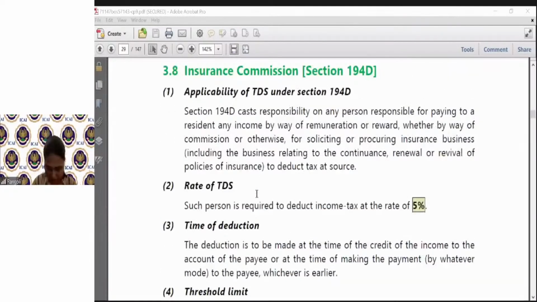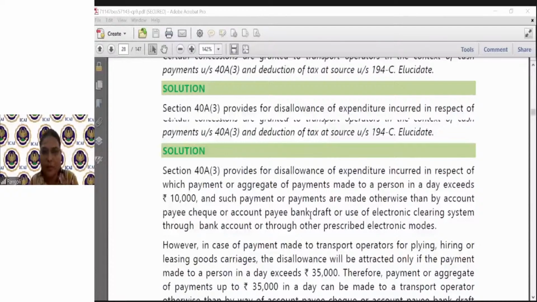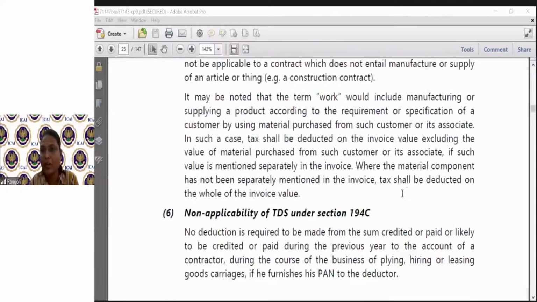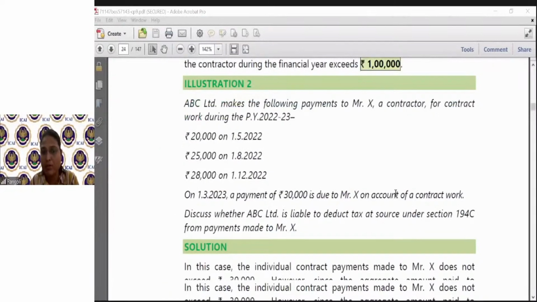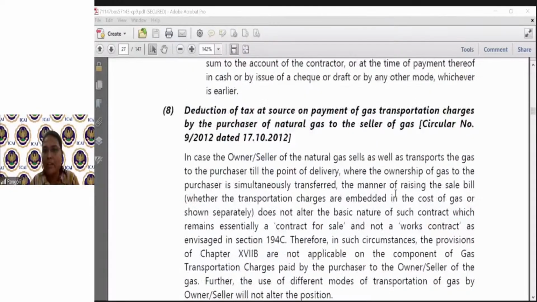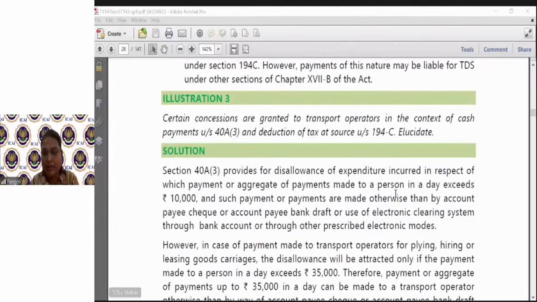See, in illustration 3, they have written that if you are opting for 44AE and you are having less than 10 goods heavy goods vehicles, and you are providing a declaration to the person who has given you the contract, and if you are providing your PAN, then in that case the payer will not deduct TDS, and the same limit is 35,000 for a transport operator.